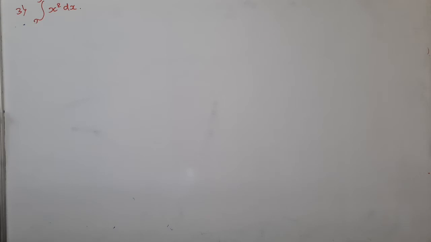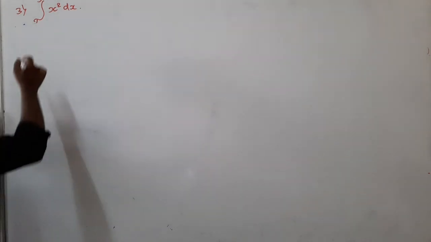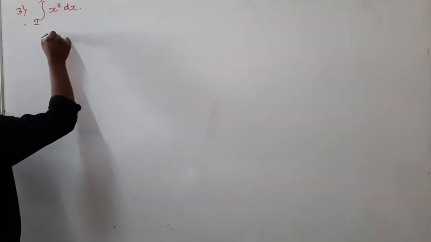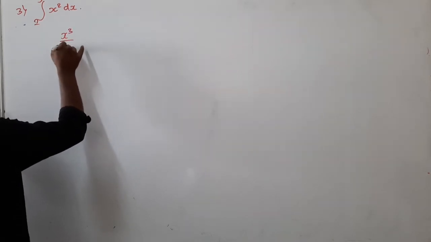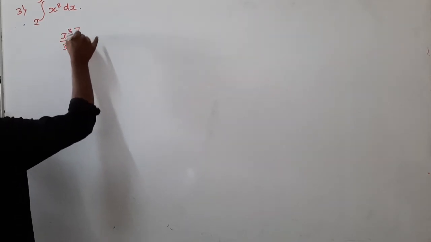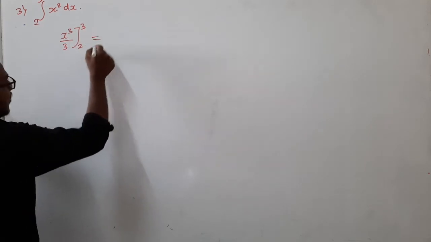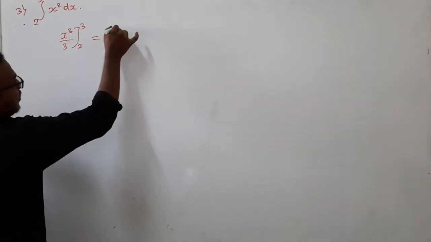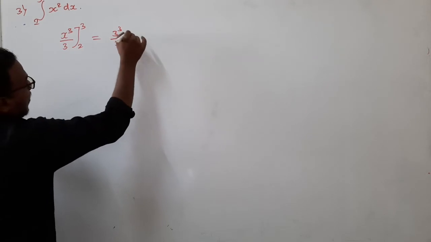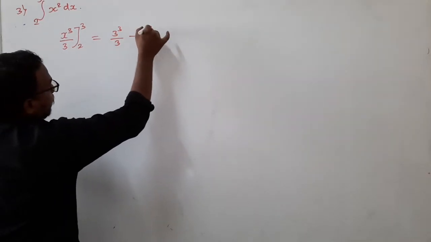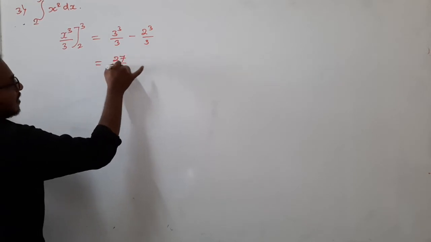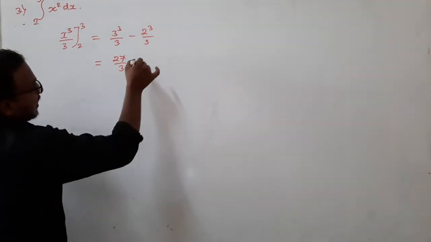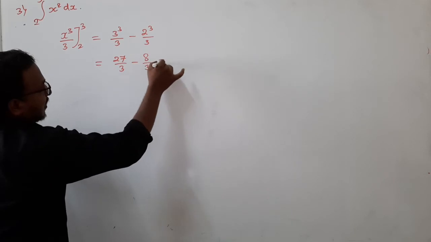Now first we have to integrate this function. How? It will become x square. Integration of x square will become x cube by 3, from 2 to 3, which is equal to 3 cube by 3 minus 2 cube by 3. Now what is 3 cube? That is 27 by 3 minus 8 by 3.